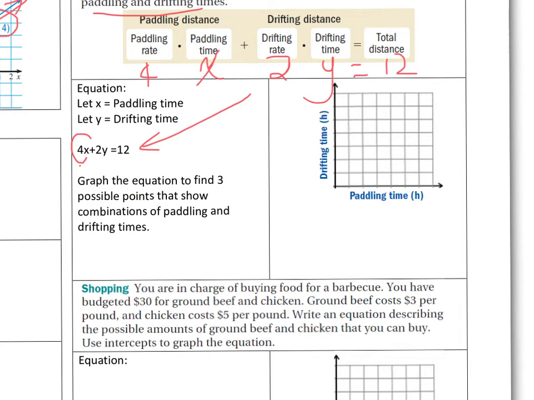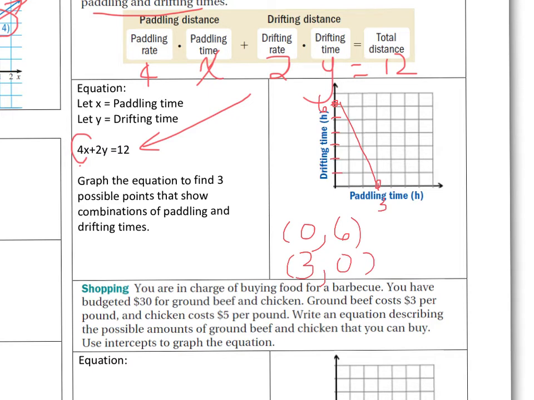And now we need to graph this equation. I'm going to use intercepts. When x is 0, y is 6. When y is 0, x is 3. So I can go 1, 2, 3, 4, 5, 6, and 3. Okay. Notice I did not extend the line any longer because you cannot have a negative time.